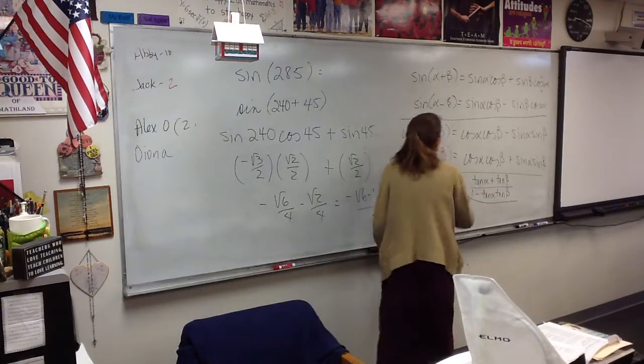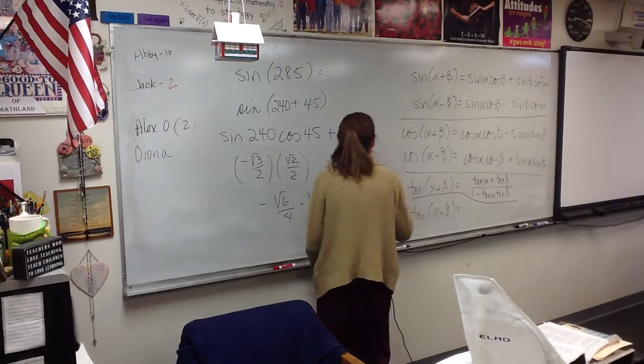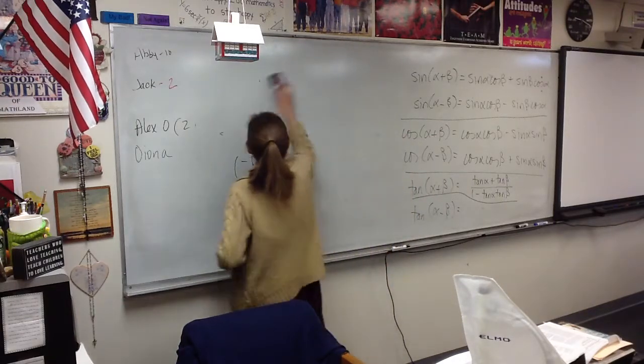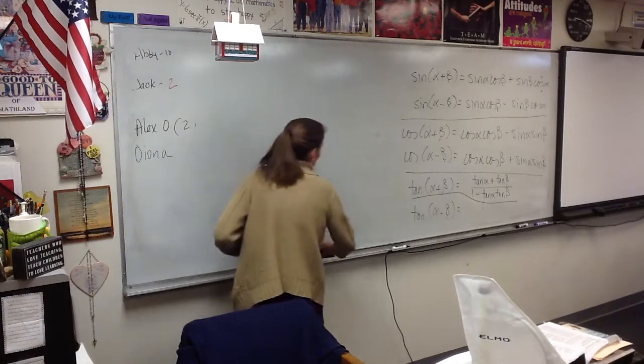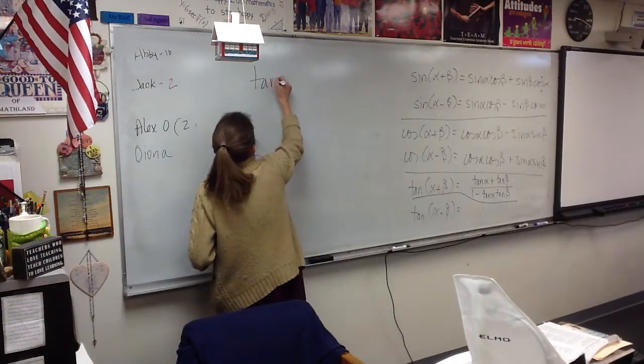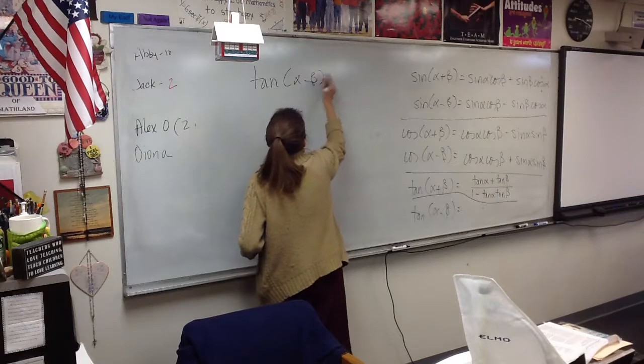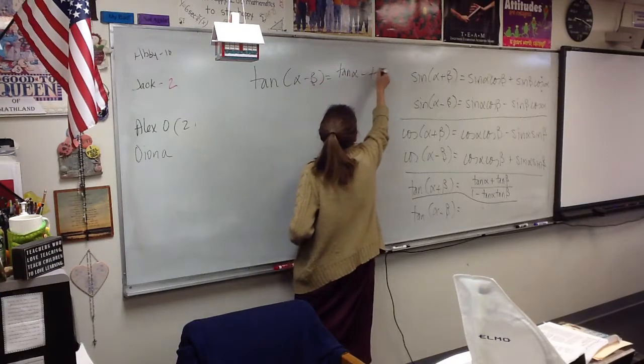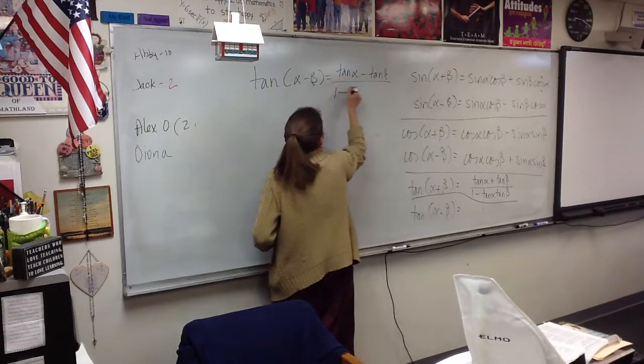The minus is the same thing, but the signs are switched. So your tan alpha minus beta formula is tan minus tan over 1 plus.